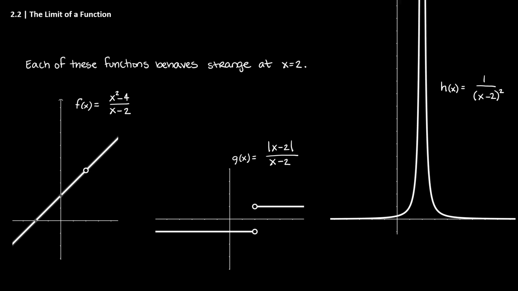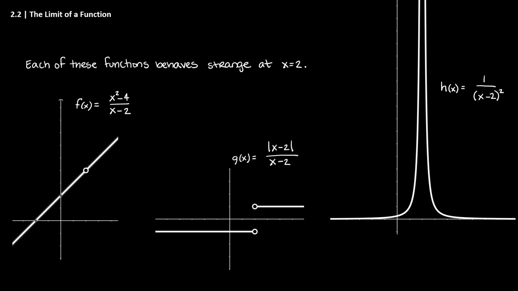Some functions have domain restrictions because particular values for the input variable cause the function to become undefined. We have three examples of that displayed on the screen. Each of these functions has a domain issue at x equals 2, mainly that we have 0 in the denominator.